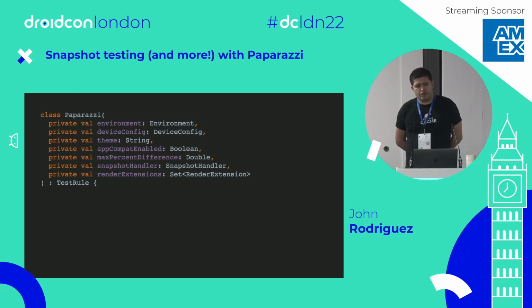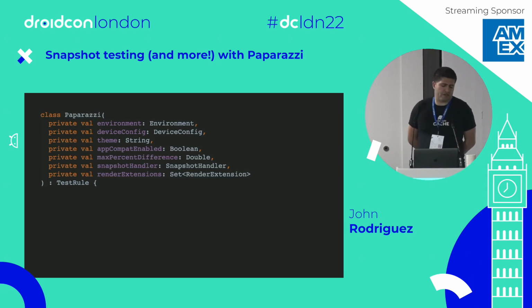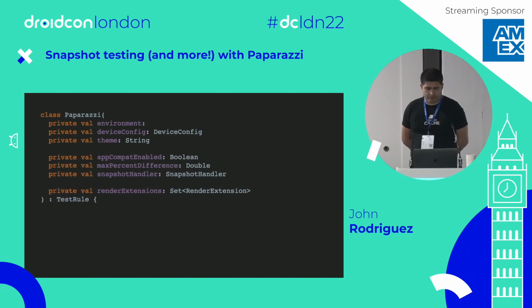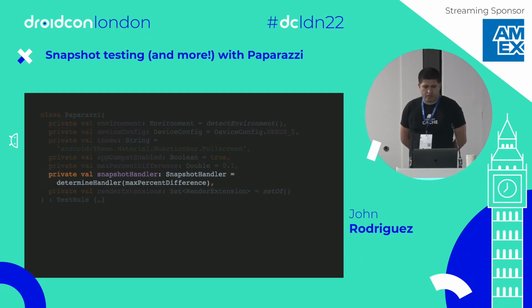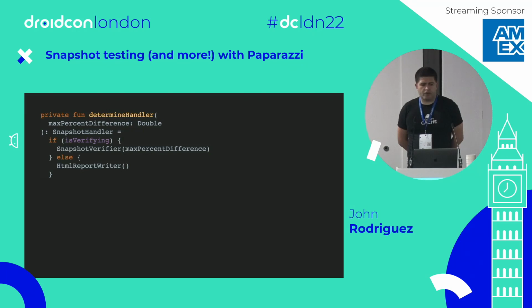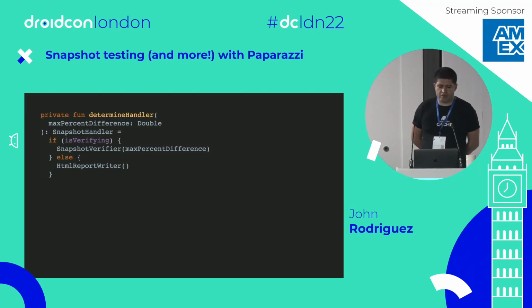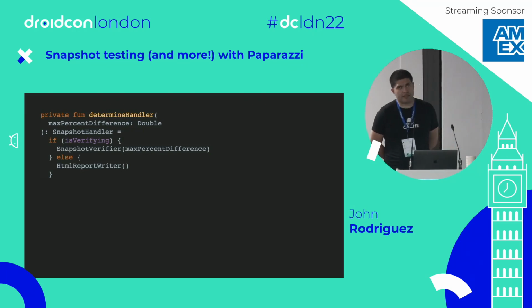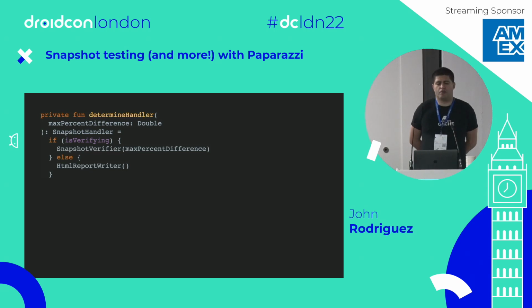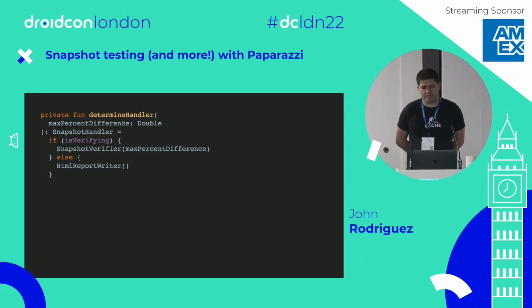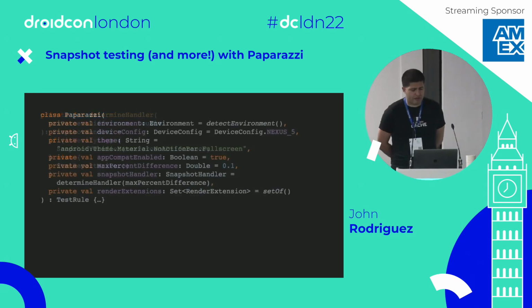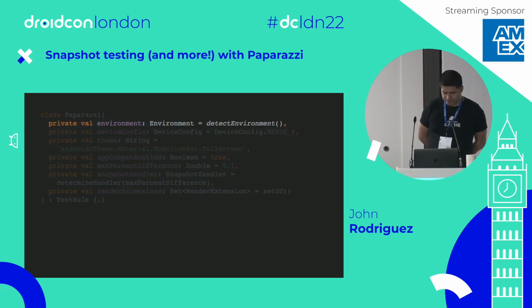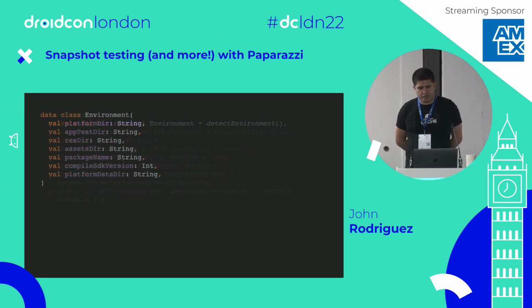Looking into the Paparazzi rule itself, you'll see that it aims to be configurable to however you want to test your app. It also tries to provide reasonable defaults. For example, depending on what mode you're running in, it'll determine the implementation of a snapshot handler. Are you verifying the snapshots that Paparazzi just took against a golden value from before, or are you writing to the file system for reporting? A lot of those reasonable defaults come from the environment detector detecting the environment.